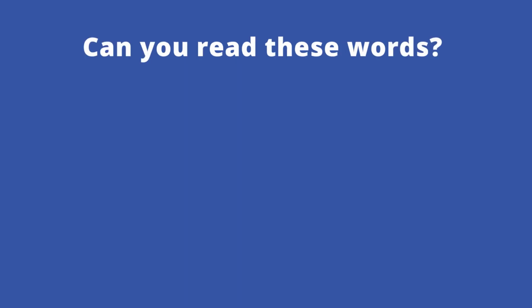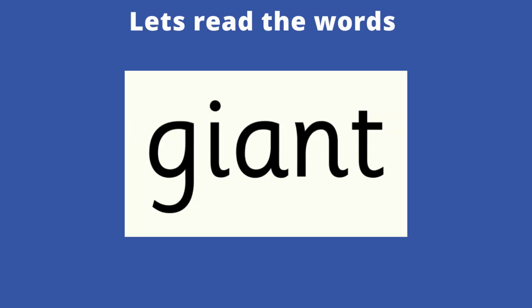Now, can you use what we've learned this week to read these words? Let's take a look at this word. Have a go at sounding it out and blending. Okay, how did you get on? Let's read it with the new sound that we've learned. J, I, A, N, T. Giant. Giant doesn't sound right, does it? It's actually giant. The A is making an sound.